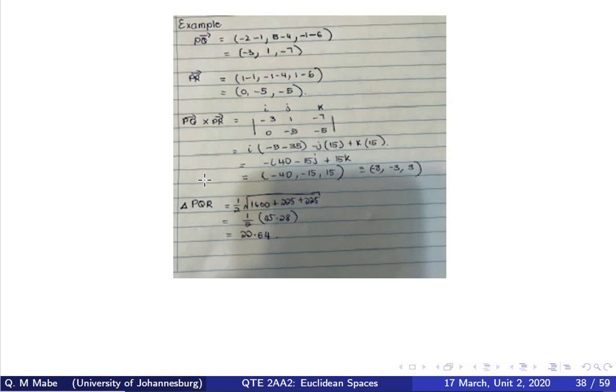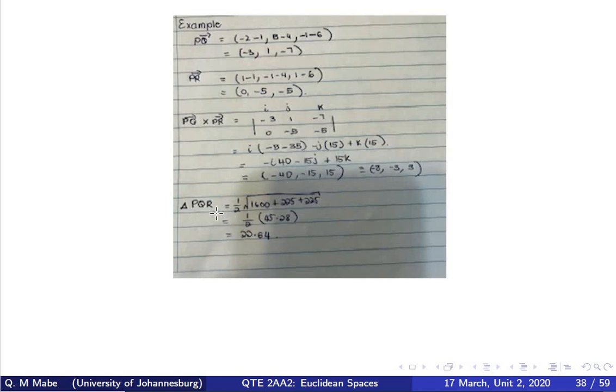So we need to get the area. We were also asked to get the area of the triangle PQR. But remember, we were told that the area of the parallelogram is the same as the magnitude of the cross product of the two vectors. So the cross product of our two vectors is given as this. The magnitude of the cross product corresponds to the area of the parallelogram.